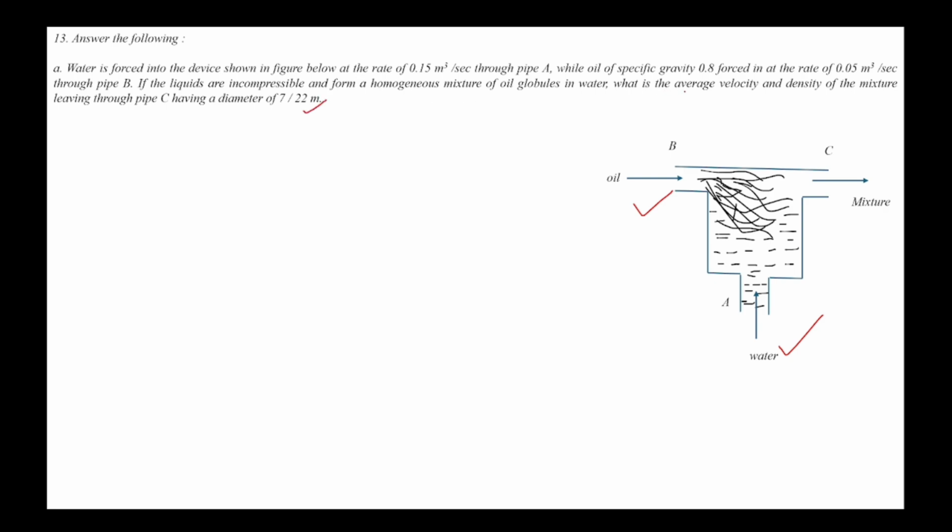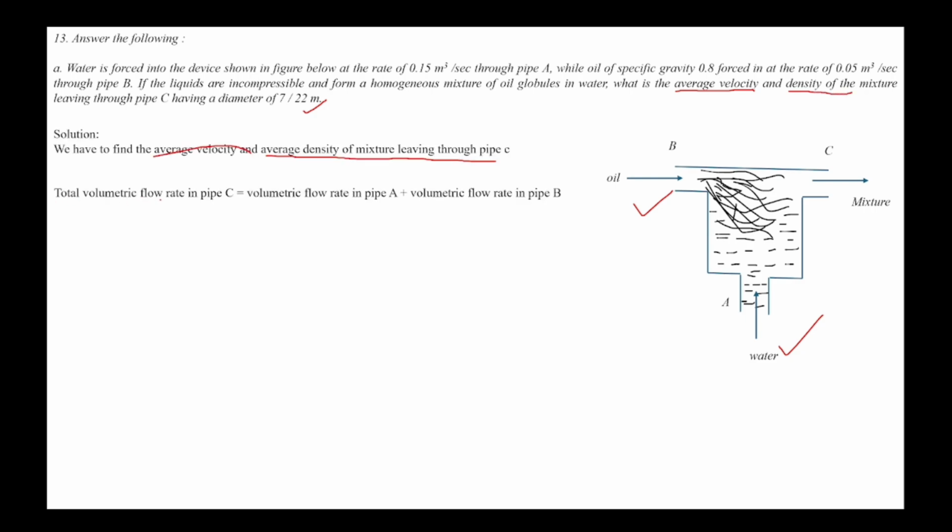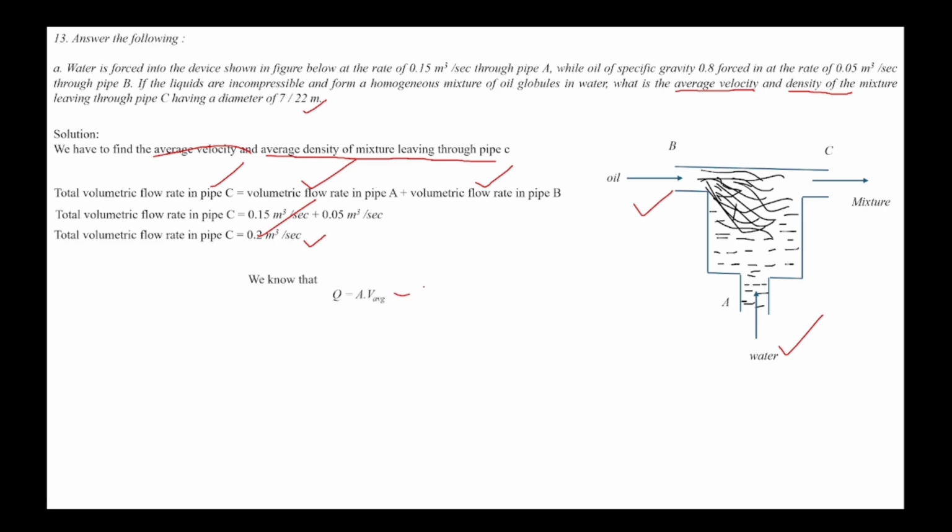So we have to find the average velocity through pipe C and the density of the mixture. The total volumetric flow rate in pipe C will be the sum of the volumetric flow rate of pipe A and the volumetric flow rate of pipe B, right? So it will give the value of 0.2 meter cube per second. Now we have to find the average velocity. For average velocity there is a single formula: Q is equal to the cross-sectional area times the average velocity.